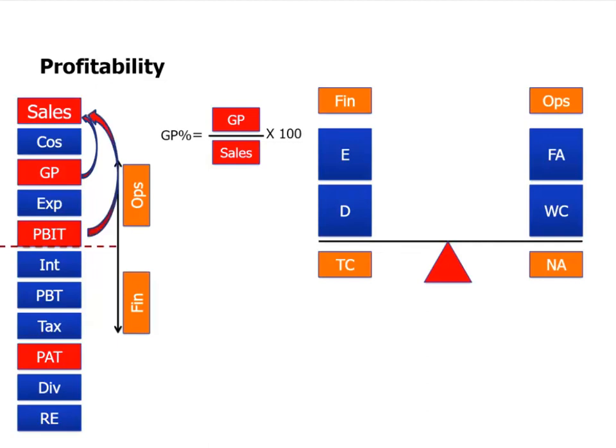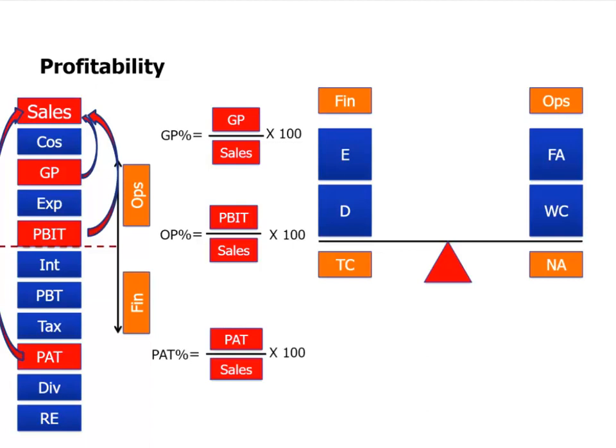Going down a step lower in the income statement, here we're taking the operating profit, or EBIT, or profit before tax as we've referred to it, and we're dividing it by sales. We're going to multiply it by 100 to convert it into a percentage, and we've got the operating profit percentage. And then we're going to go down one step further, all the way down to profit after tax, also measured as a percentage of sales.